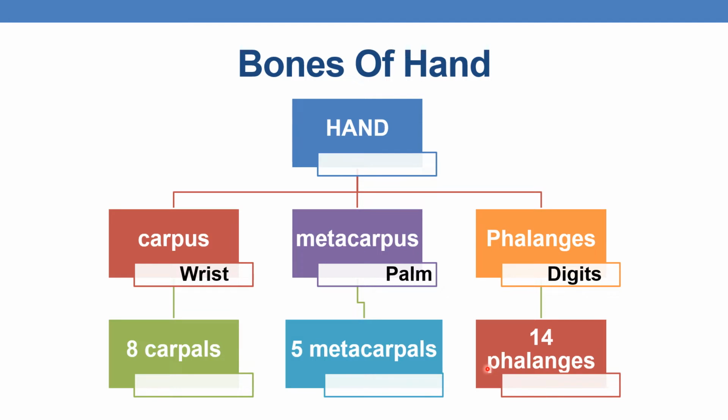carpals, metacarpals and phalanges. Carpals, which is nothing but the wrist, are composed of 8 carpal bones, whereas metacarpals, which is nothing but the palm, are composed of 5 metacarpal bones. Whereas phalanges, which refer to digits, are composed of 14 phalanges. So in total, the hand is composed of 8 carpals, 5 metacarpals and 14 phalanges.